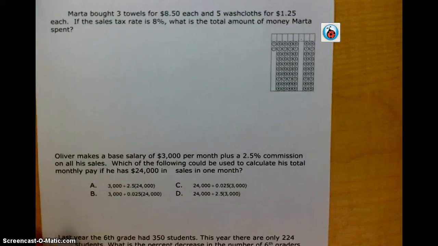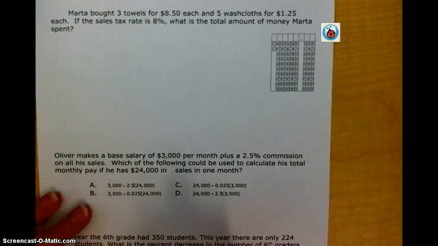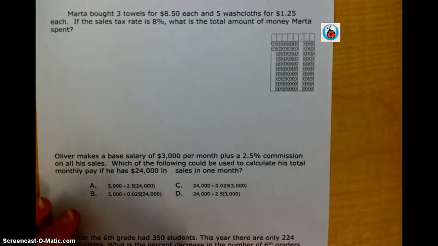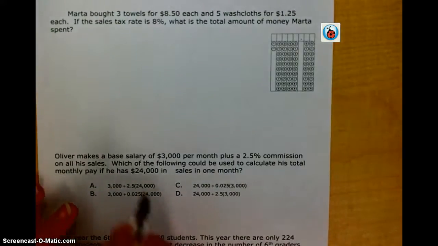Marta bought 3 towels for $8.50 each and 5 washcloths for $1.25 each. If the sales tax rate is 8%, what is the total amount of money that Marta spent? Our first job is to determine how much money she spent on her items.